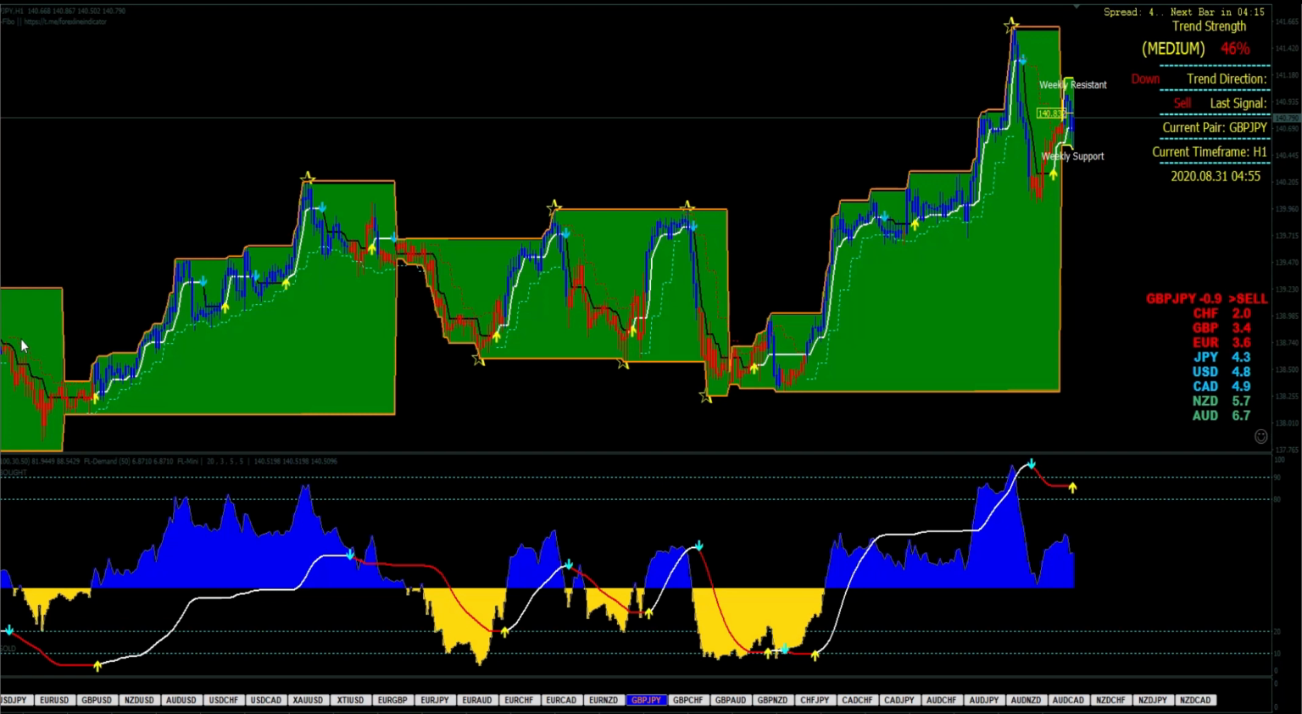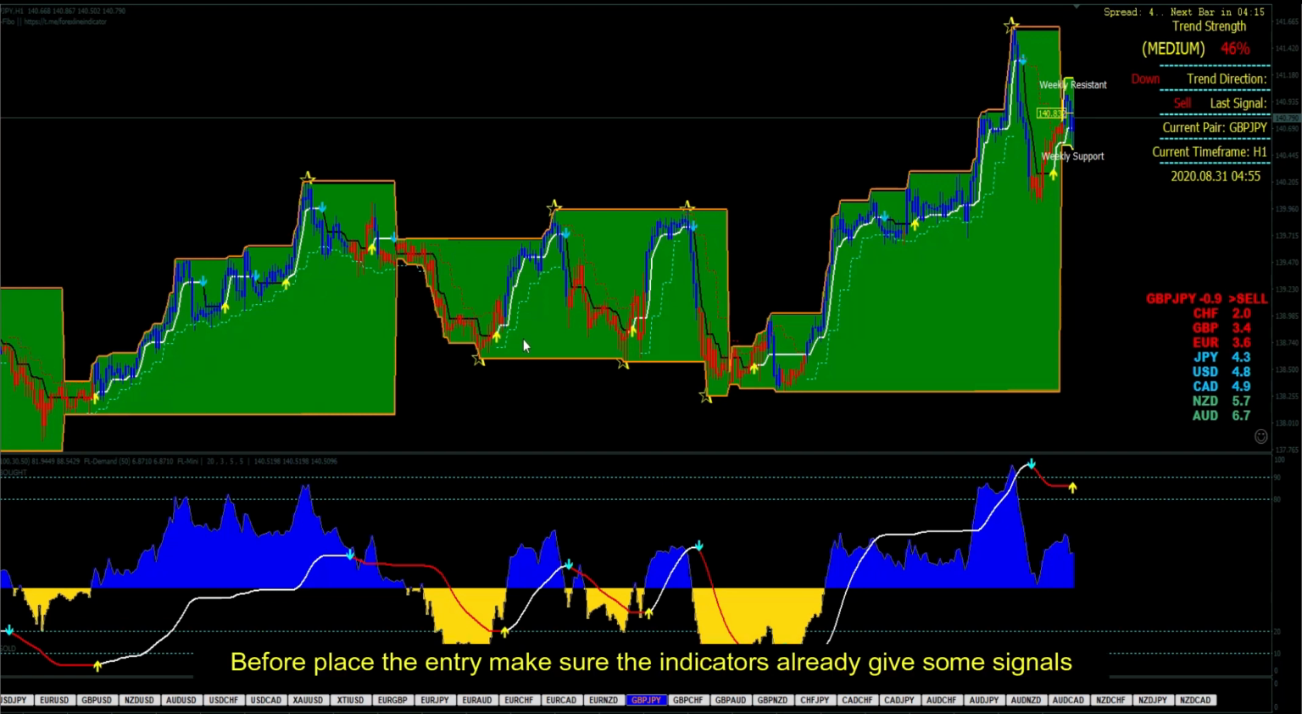Three important bull and bear signals for swing trading strategies. Before you place the entry, sell or buy, make sure you know the bull and bear already give some signals for swing entry.